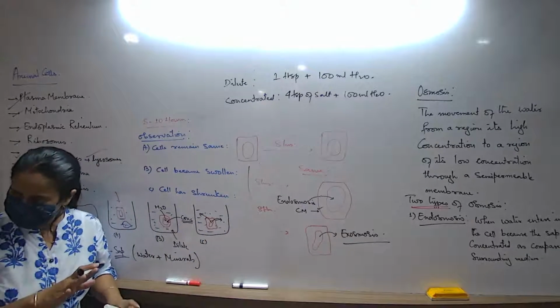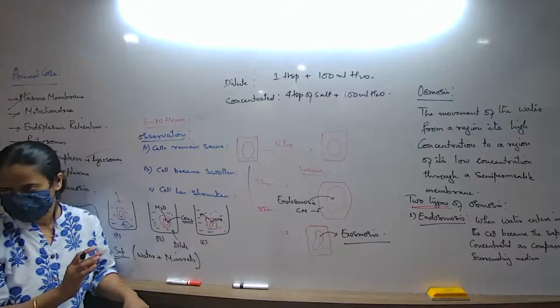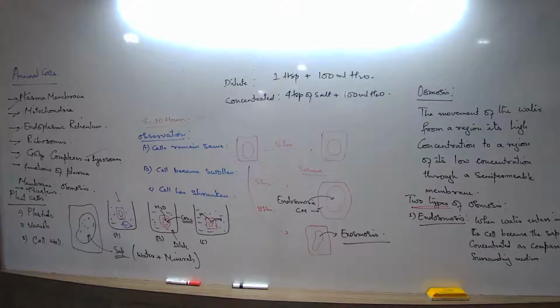Once you are clear about this then it is easy to understand these two concepts. Why does a cell shrink? Because the cell gives away water. What is the process of giving away water called? Exosmosis.